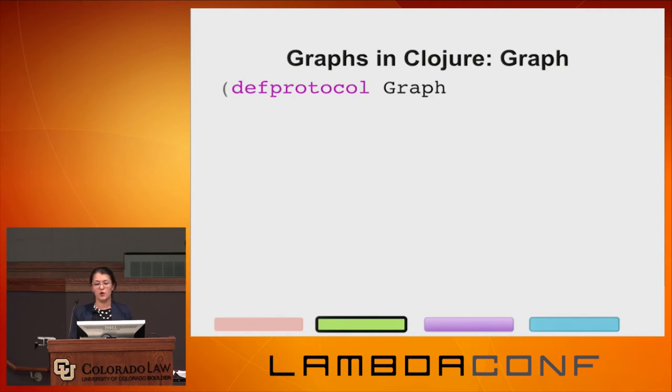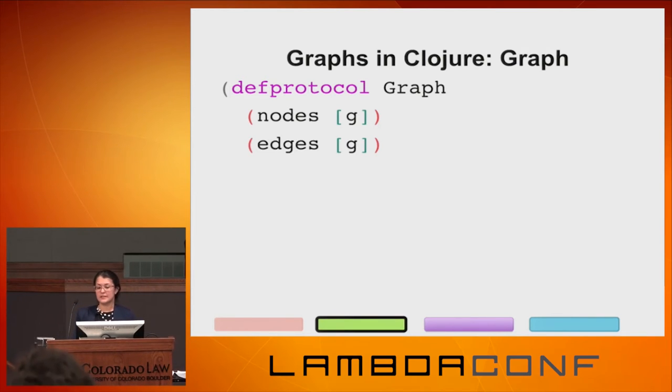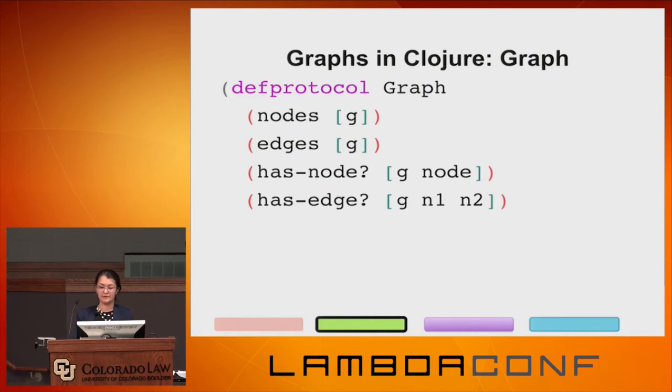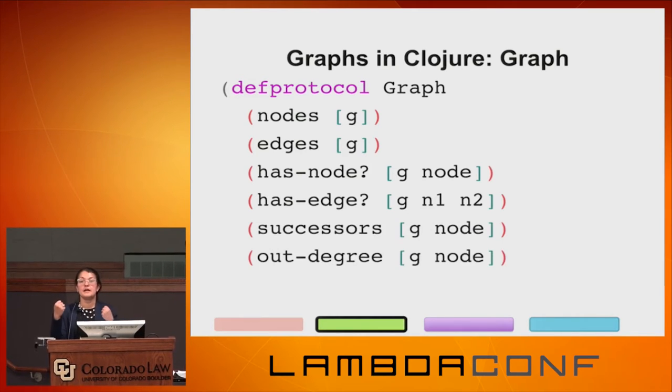So you can call a node function, which you just provide the graph to it, and then it's able to retrieve the nodes. You can retrieve edges. You can specify whether the node or the edge is existent in the graph. You can retrieve successors of the node. You can calculate the number of edges coming out of the node. And you can enumerate all the edges coming out of the node. This is to support the multigraphs.